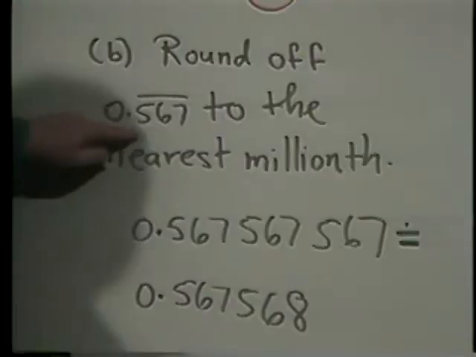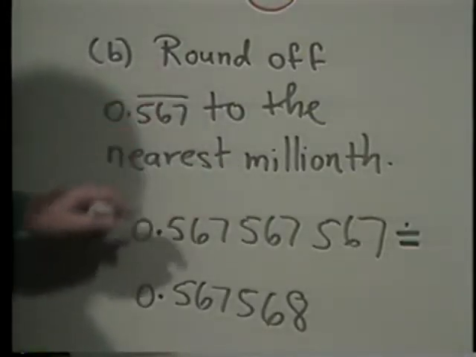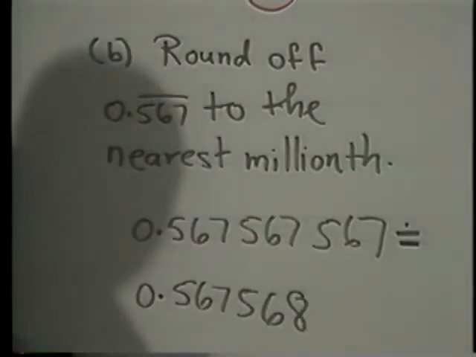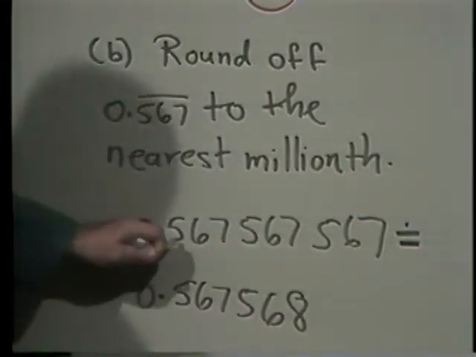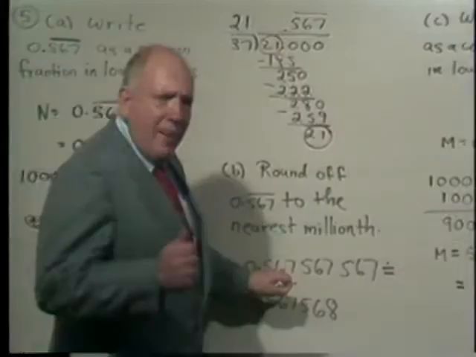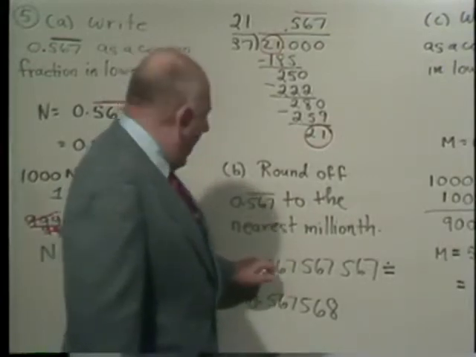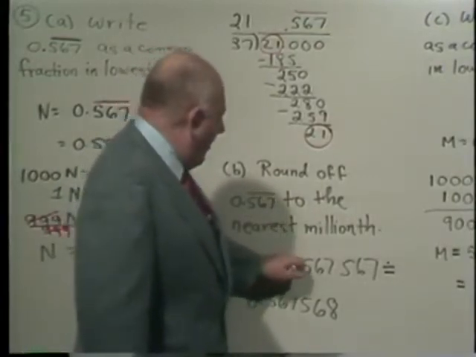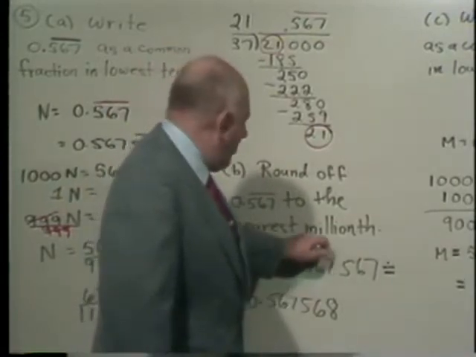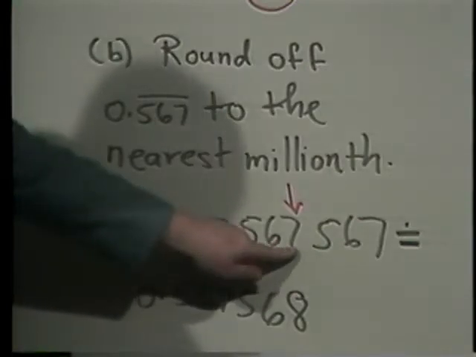Part B says round off this number to the nearest millionth. Well, what is 0.567 endlessly? It's 0.567, 567, 567. Where is the millionth place? Tenths, hundredths, thousandths. In fact, you can even count by whole numbers: tens, hundreds, thousands, 10,000s, 100,000s, millions. And now instead of saying millions, you say millionths. This is the millionth place.